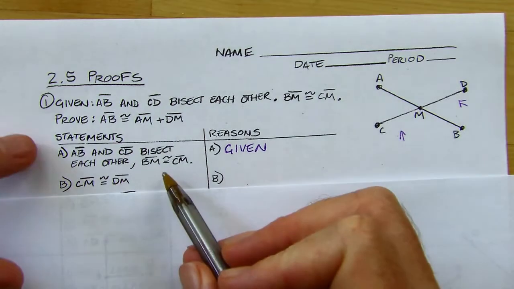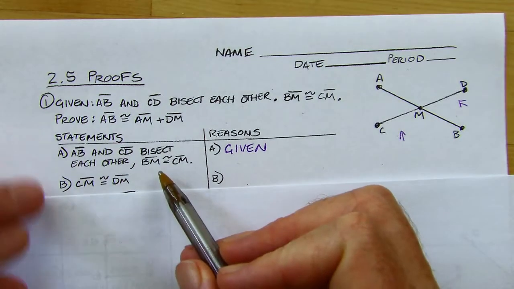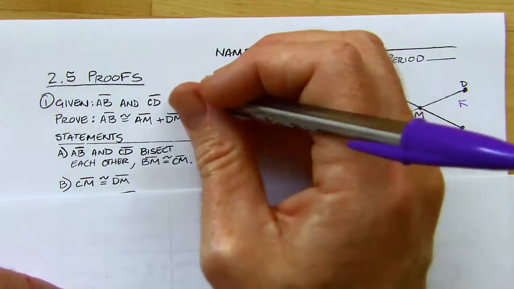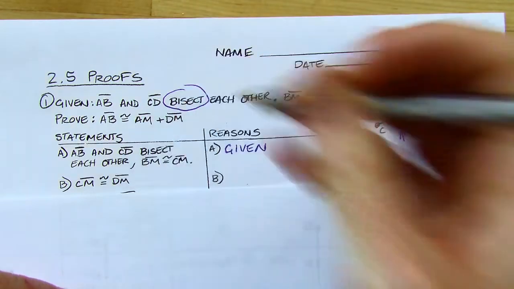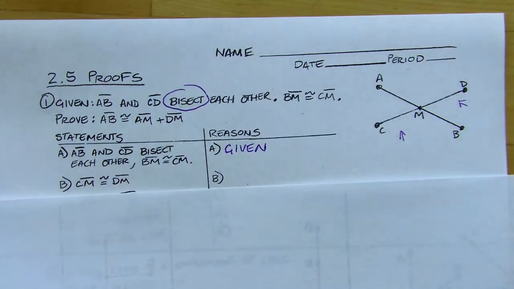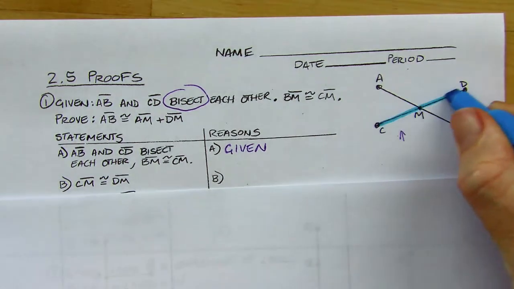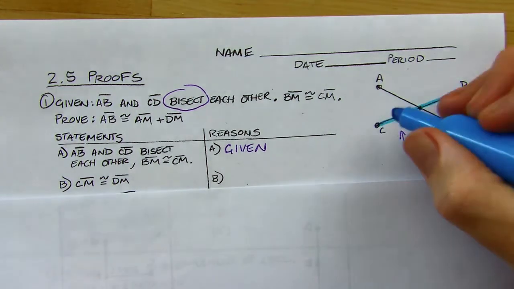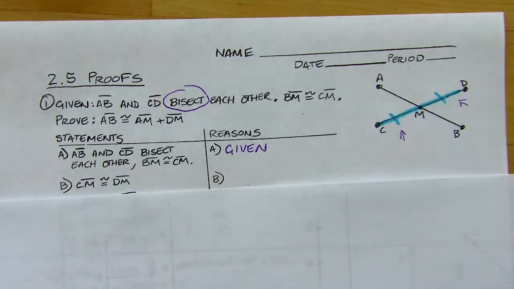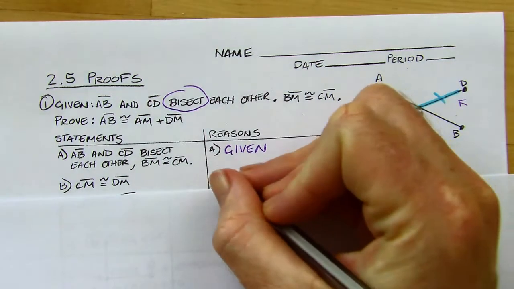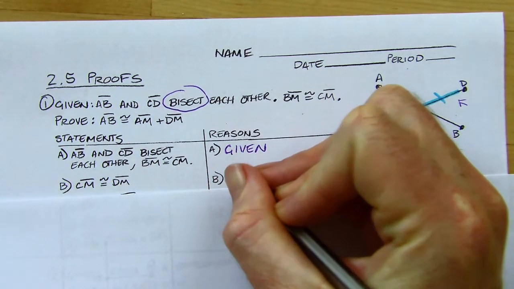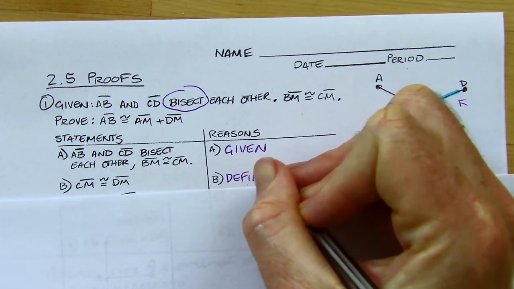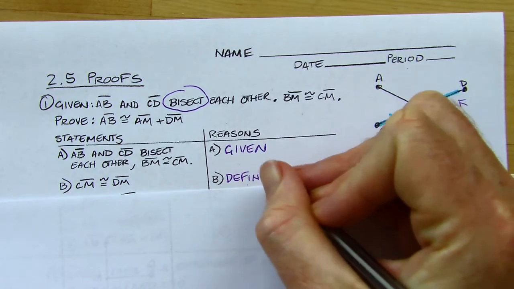It doesn't say that specifically in the given info, but what it does say is that AB and CD bisect each other. Okay, so that means CD is cut in half by AB, and that's how we can say that. So the definition of the word bisect allows us to say that we've got congruent segments. Bisect means it cuts it into two congruent parts.